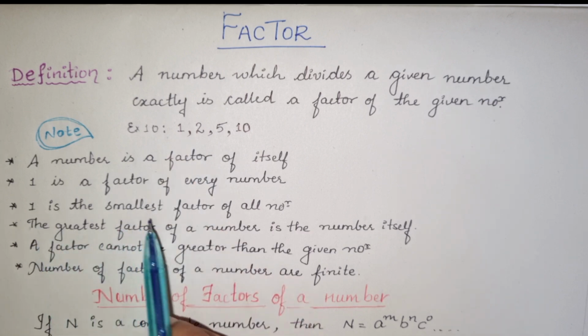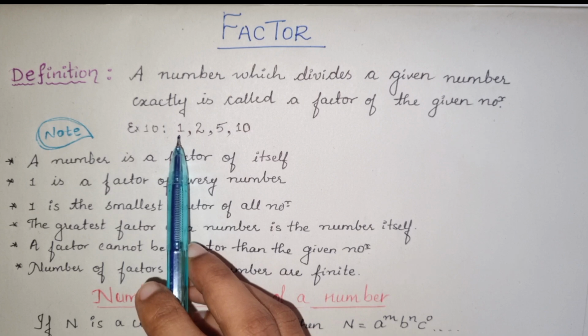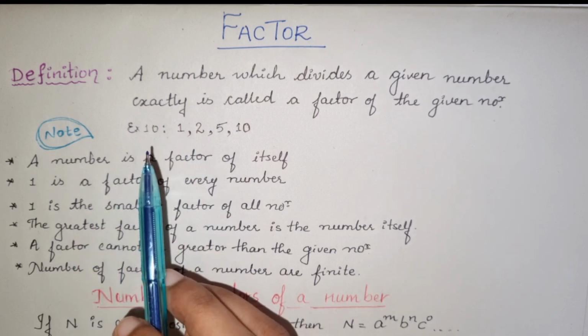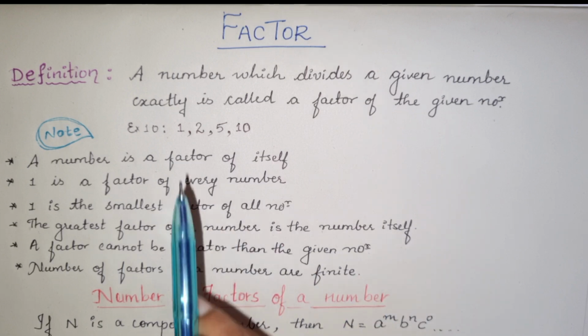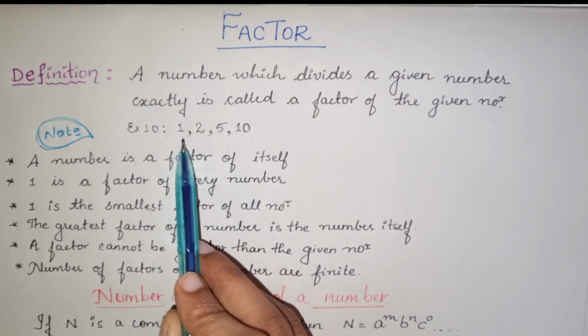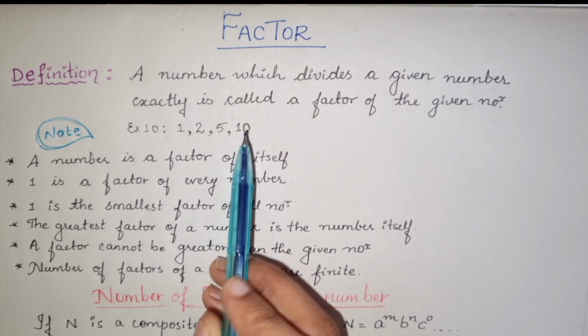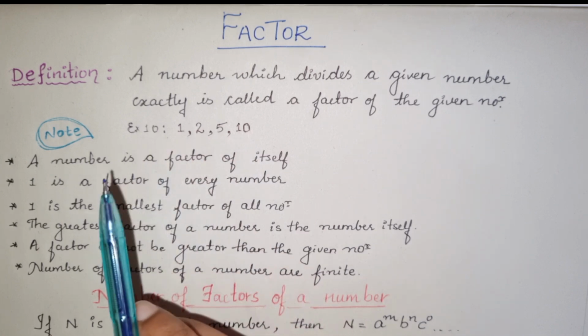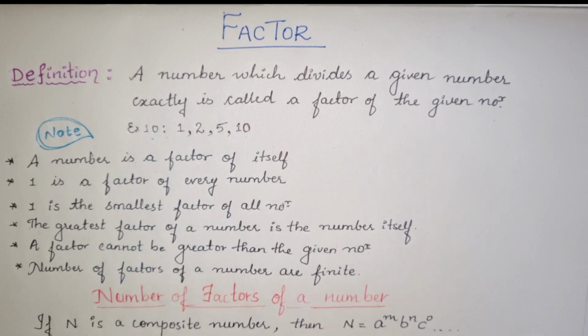1 is the smallest factor of all numbers. Here you can see 1 is the smallest factor of 10. So it is the smallest factor of all the numbers in our number system. The greatest factor of a number is the number itself. See here, in this series, the last digit is 10 and 10 is also the greatest number. So you can take any number, its greatest factor will be the number itself.